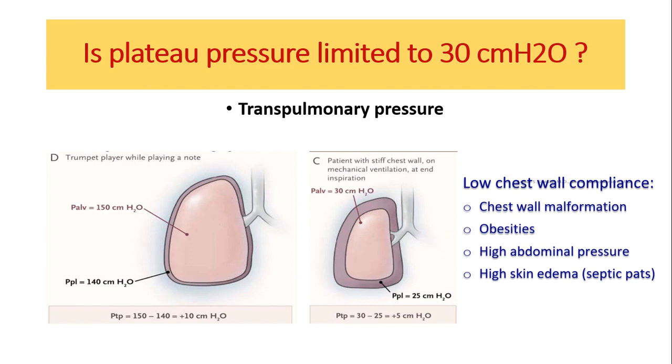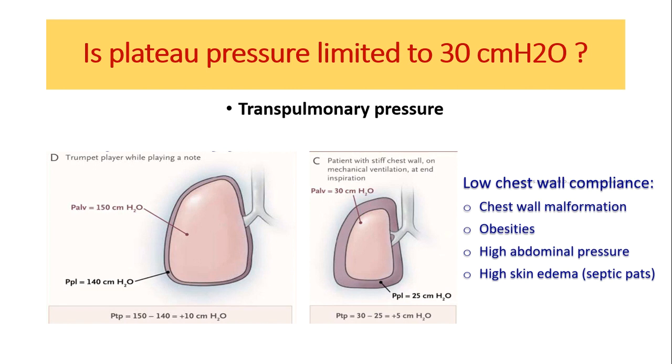For example, if you say 30 is a dangerous limit, the patient who is playing a trumpet, alveolar pressure goes up to 150, right? The alveoli should burst, but they do not burst because consequently his pleural pressure also goes up to 140. So the difference, the transpulmonary pressure, still remains 10. He is generating extremely high intrathoracic pressures, but there is no damage being caused because the transpulmonary pressure, which is the measure for damage, if I can say it like that, is in a safe range. Similarly, a patient with a stiff chest wall, an alveolar pressure of 30 with a pleural pressure of 25, will still have a transpulmonary pressure of only 5.